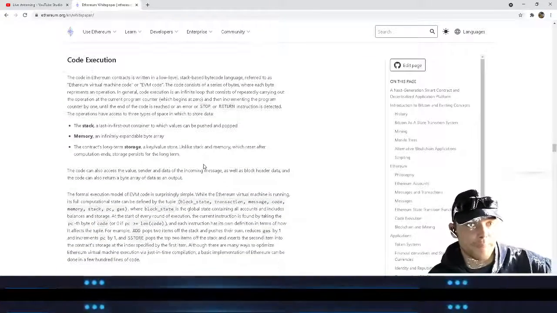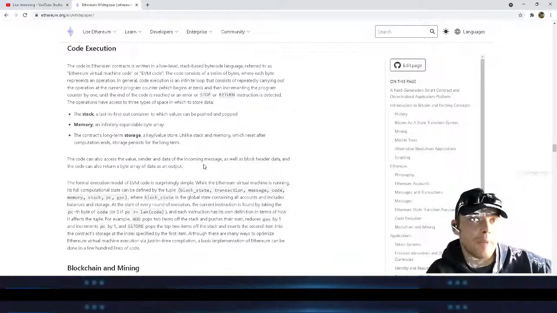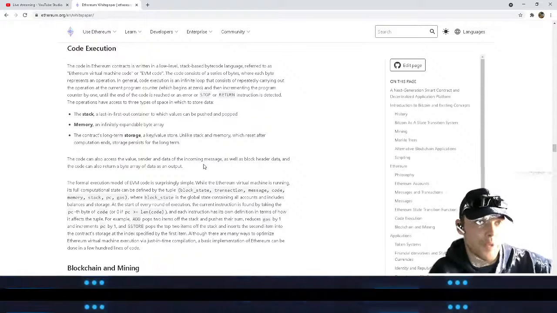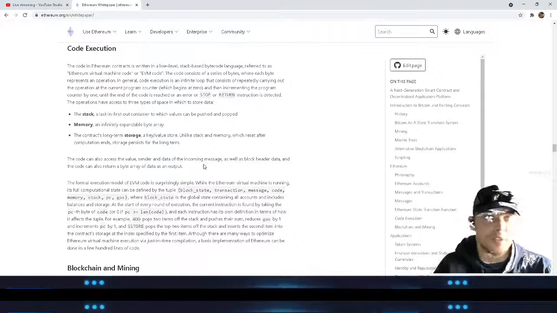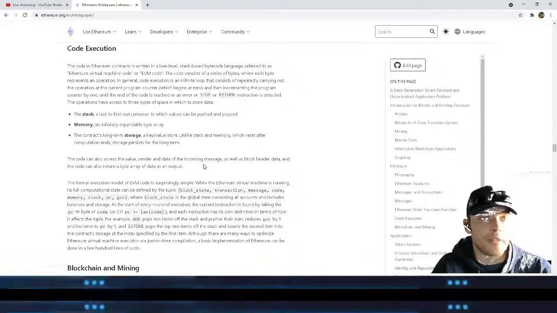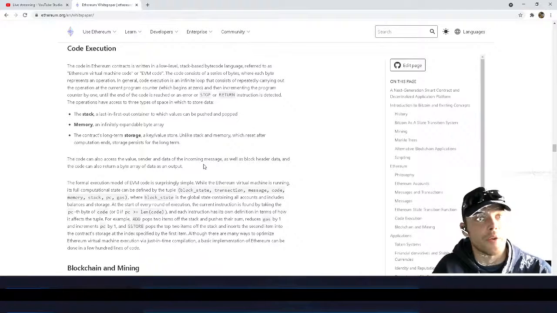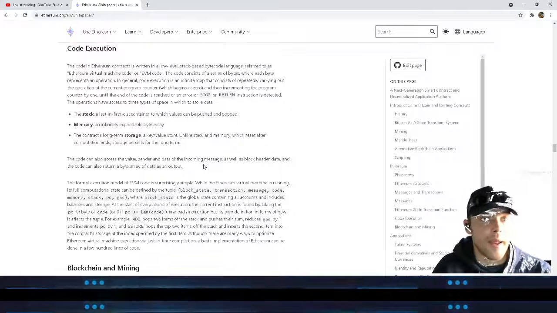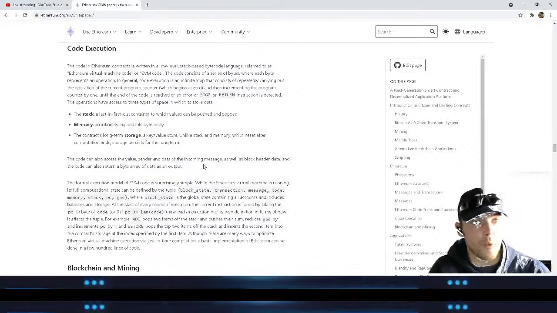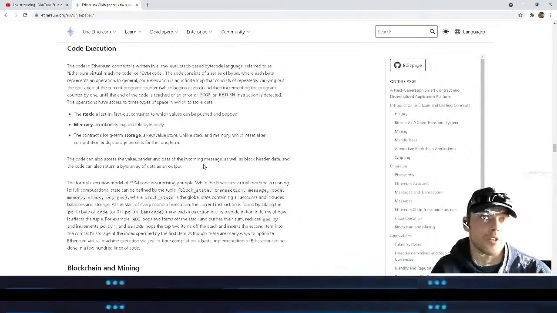Code execution. The code in Ethereum contracts is written in a low-level stack-based bytecode language referred to as Ethereum Virtual Machine code, or EVM code. The code consists of a series of bytes where each byte represents an operation. In general, code execution is an infinite loop that consists of repeatedly carrying out the operation at the current program counter, which begins at 0, and then incrementing the program counter by 1 until the end of the code is reached or an error or stop or return instruction is detected.